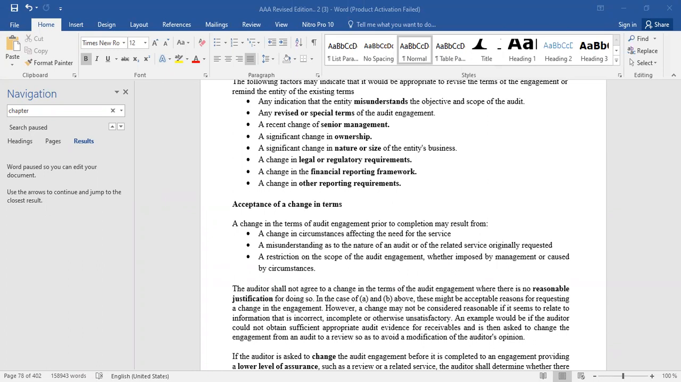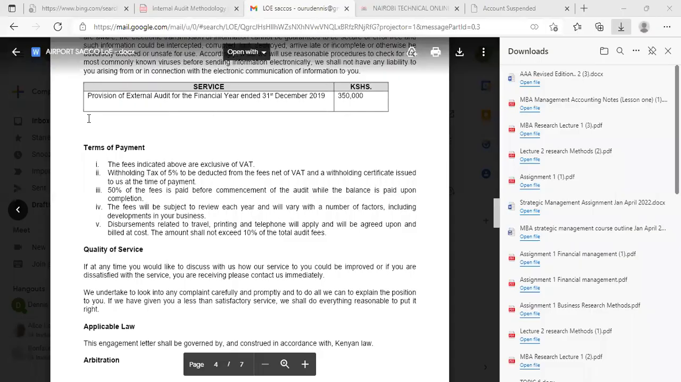Look at this. I want to share with you an example here. When you look at this, for example, this was an LOE. So we have here provision for external audit for financial year 2019. Audit fees were 3,000. But then you give some terms and conditions here.